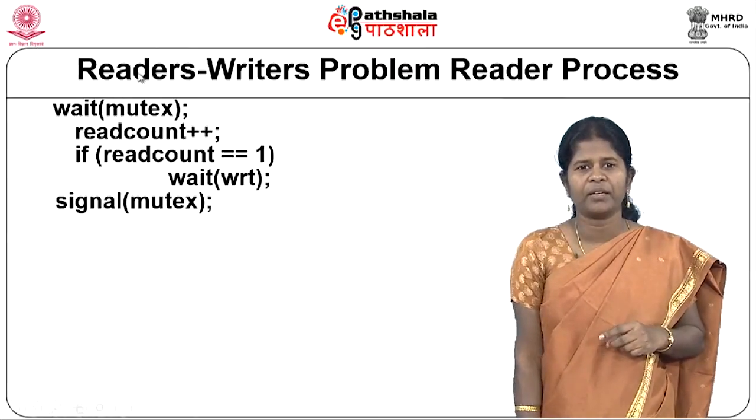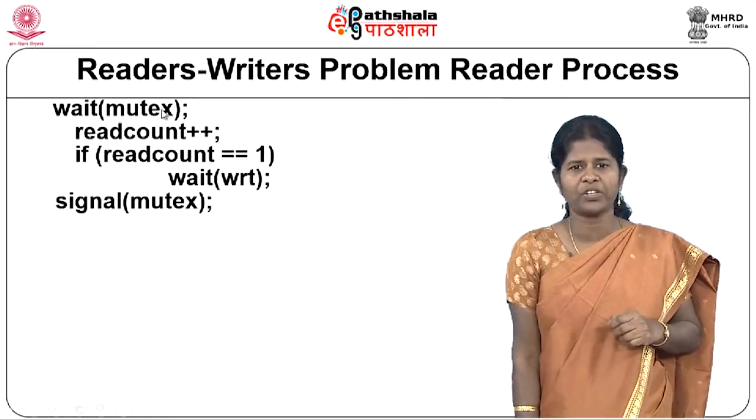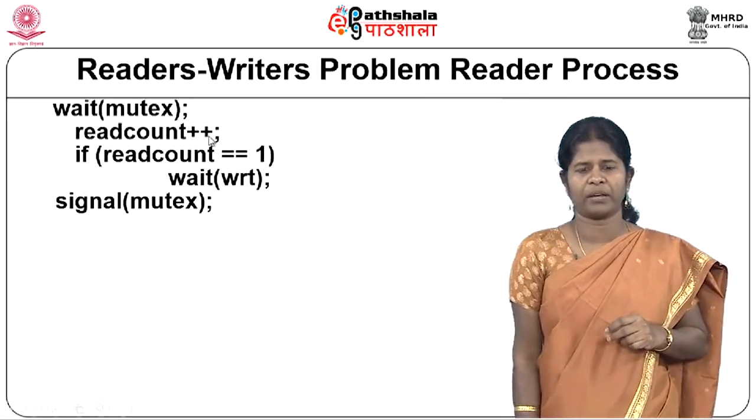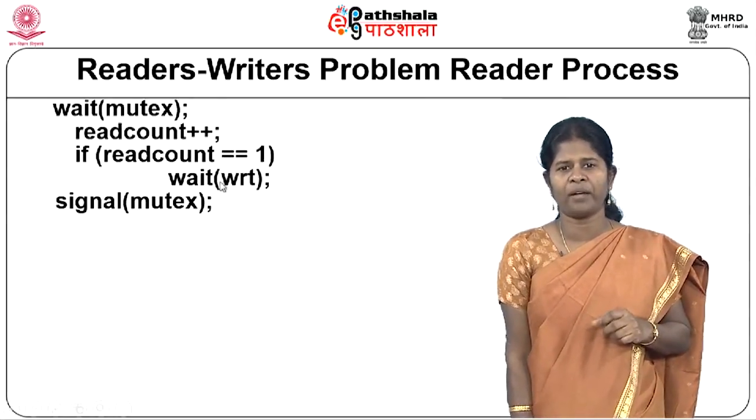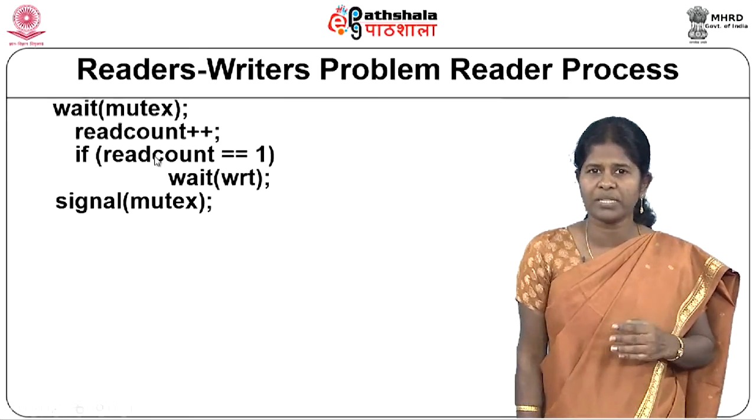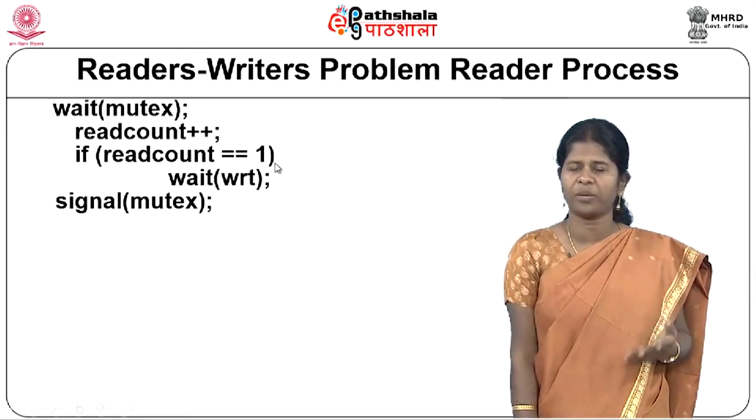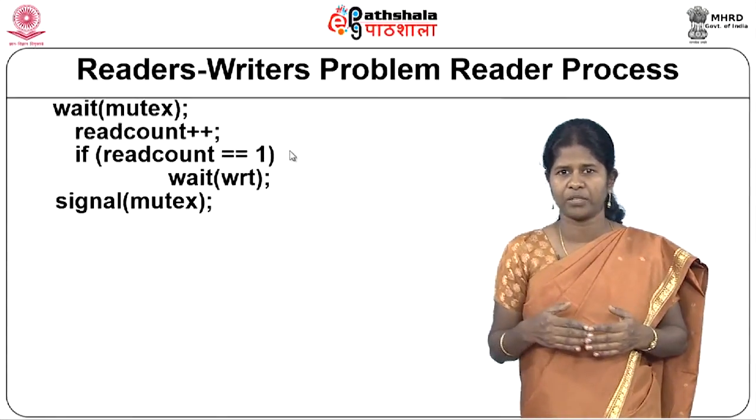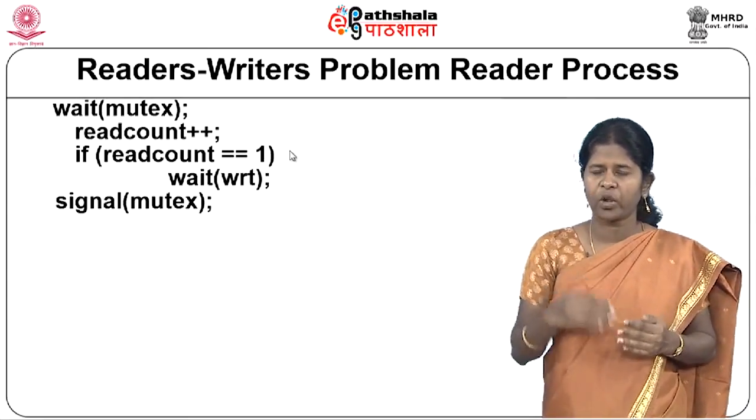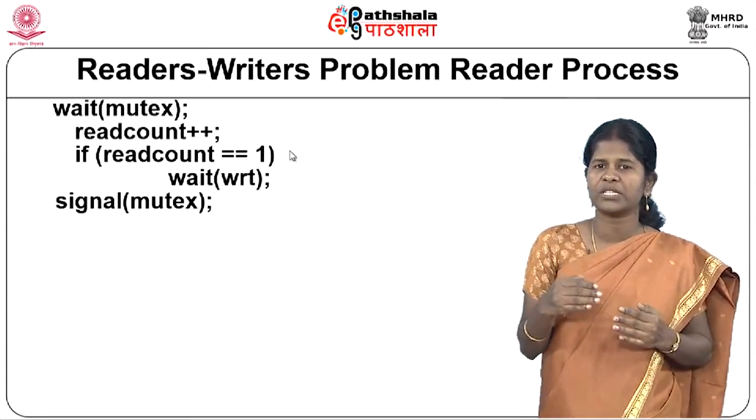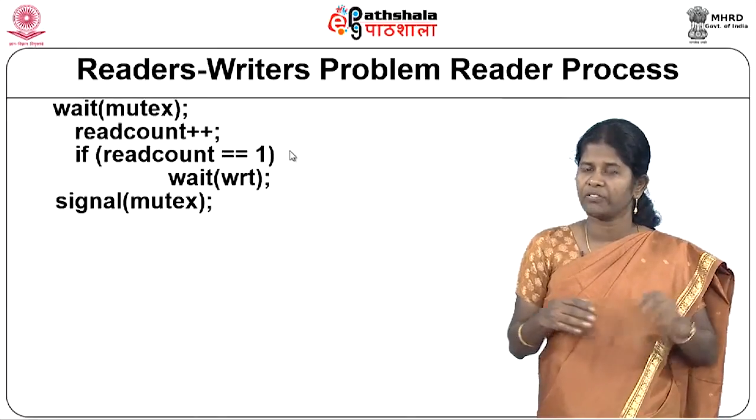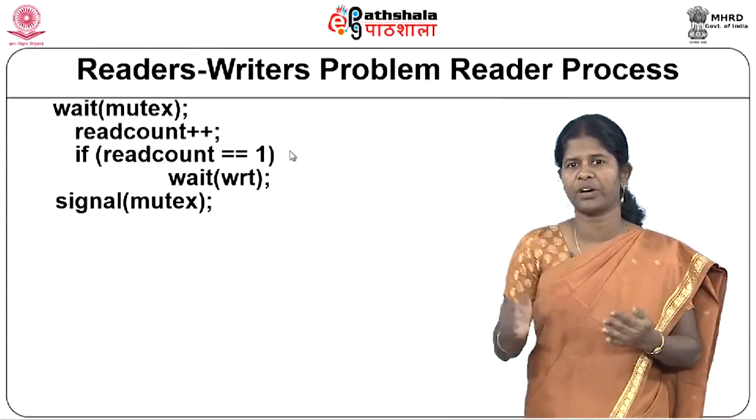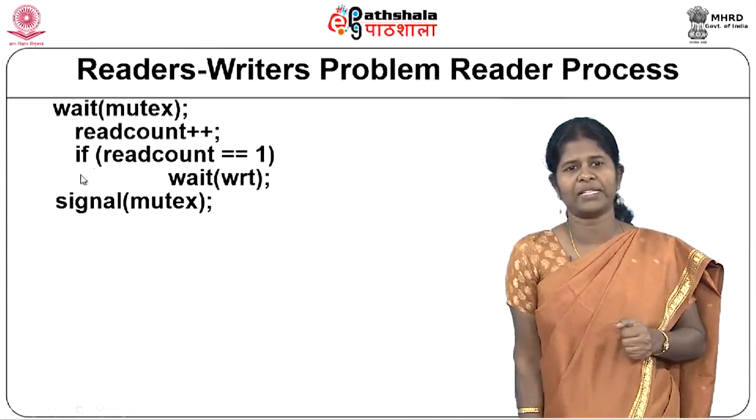Initially the reader process will wait on this mutex semaphore, which is safeguarding this read count, and then it will increment the read count, and if read count is equal to 1, then it will wait on WRT. When will read count be equal to 1? It will be equal to 1 when the first reader is trying to read. So, when the first reader is trying to read, it will also check if anyone else is writing into the file at that time. If a process is writing, then this reader will not read, it will just wait. Only after the writer finishes will the reader continue to read. And then it signals mutex.